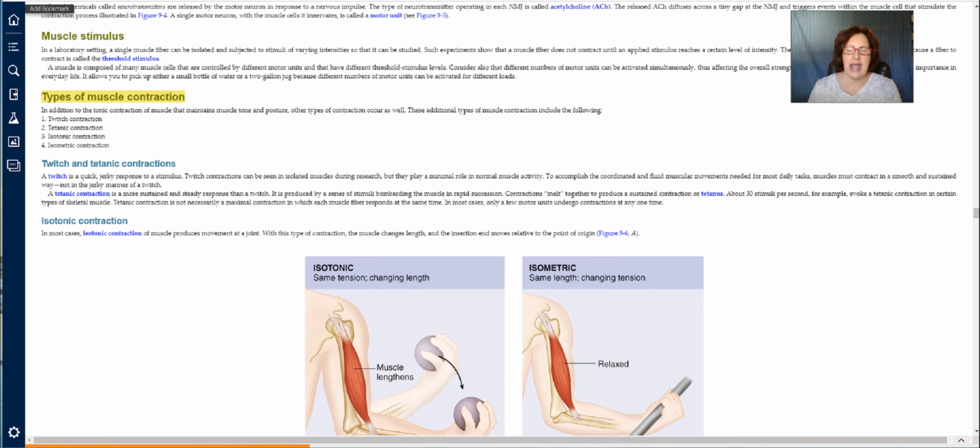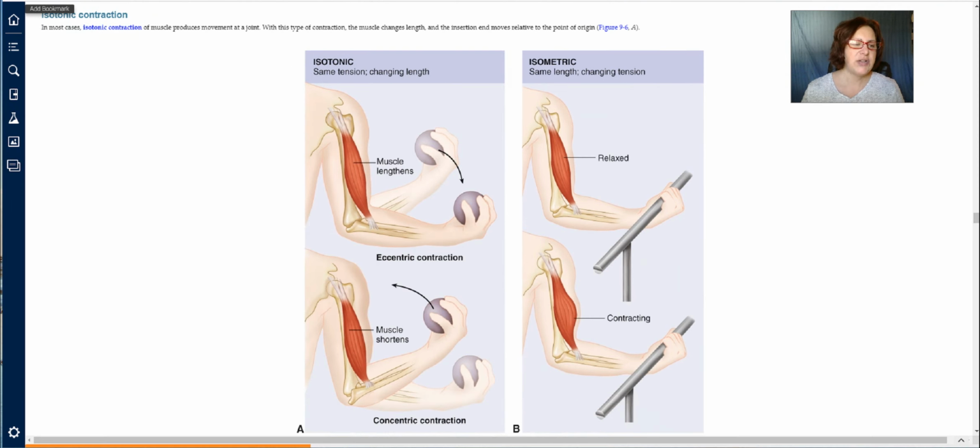It's not a conscious movement. Tetanic is a little bit more, but it's still not an actual conscious movement. Isotonic and isometric are the two types of movements that we do on a daily basis.